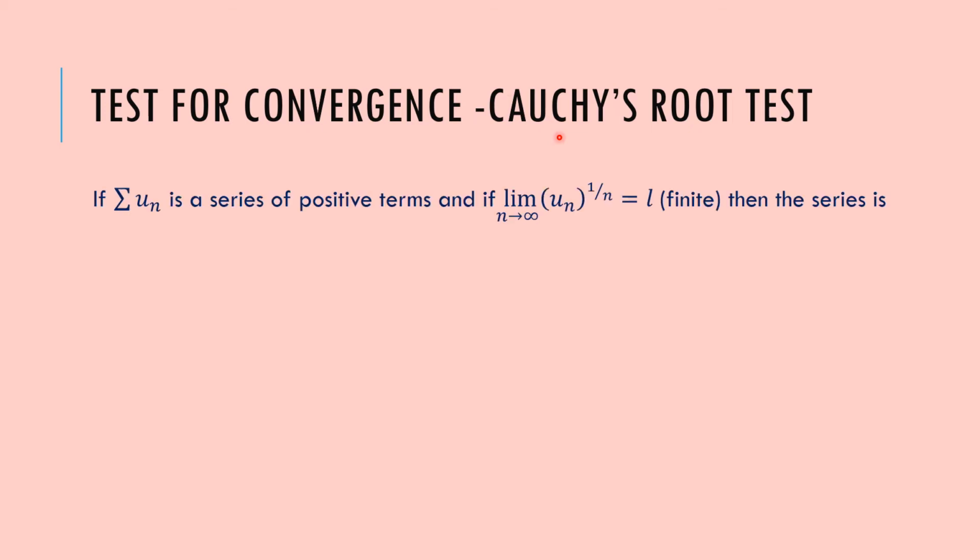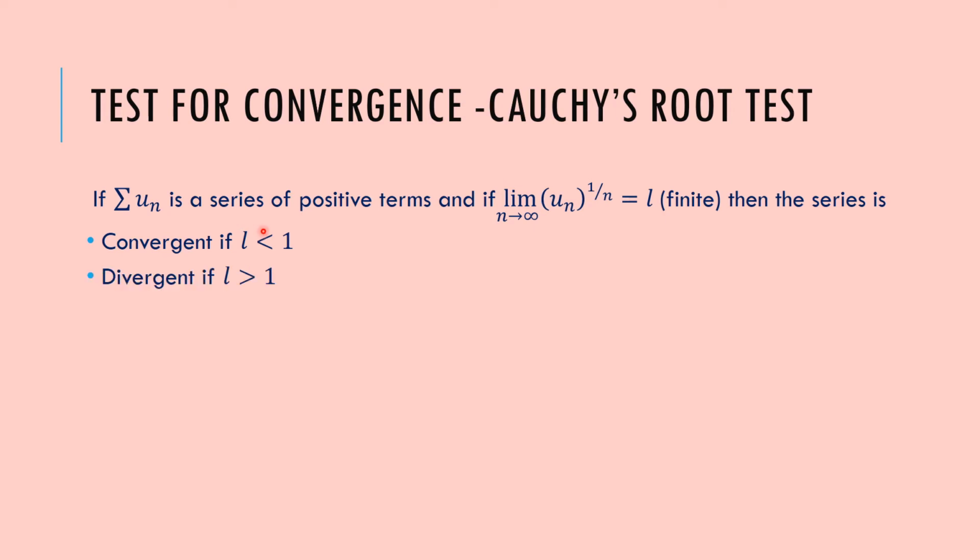If sigma un is a series of positive terms, see here we are using this Cauchy's root test for positive terms only. The series should contain positive terms. And if limit n tends to infinity of un power 1 by n is equal to L, where L is a finite quantity, then the series is convergent if L is less than 1. That means if L is less than 1, the series is convergent.